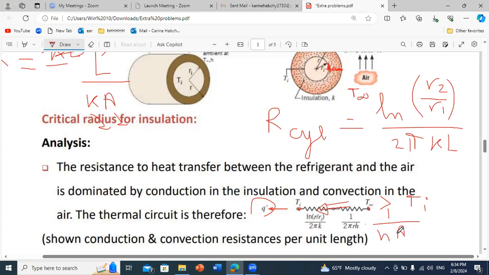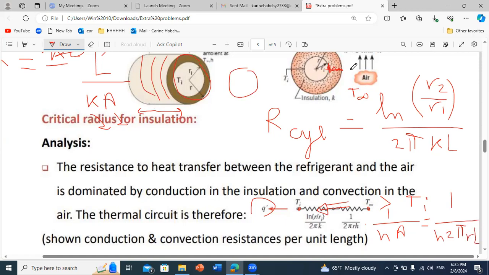Here, the area in contact with air, if I illustrate the cylinder, as you can see here, this area will be in contact with air. So the lateral area is the length of my cylinder times the perimeter, which is 2 pi r. So this is equal to 1 over h times 2 pi r times the length L.